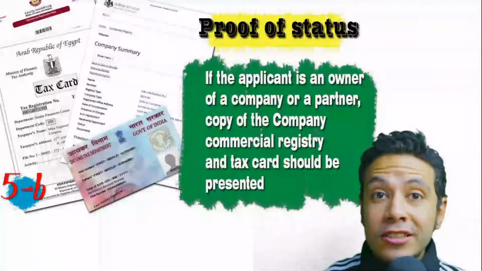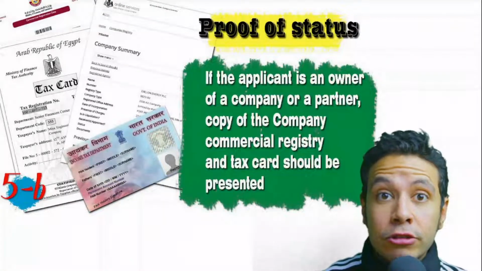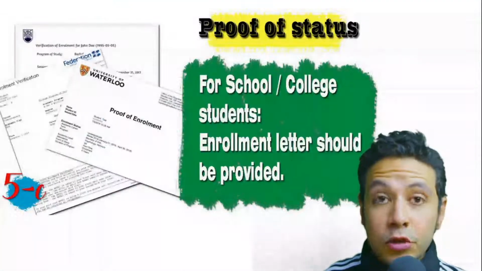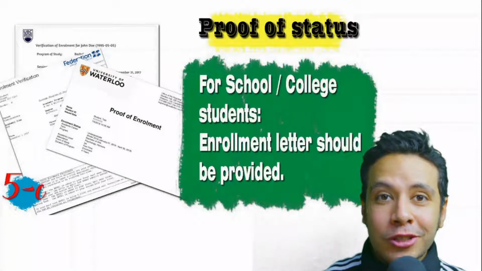But in case you are the owner of a company or you run your own business, then your commercial registry and your tax card must be presented. If you are a student in a school or a college, an enrollment letter should be provided from your university or your school.